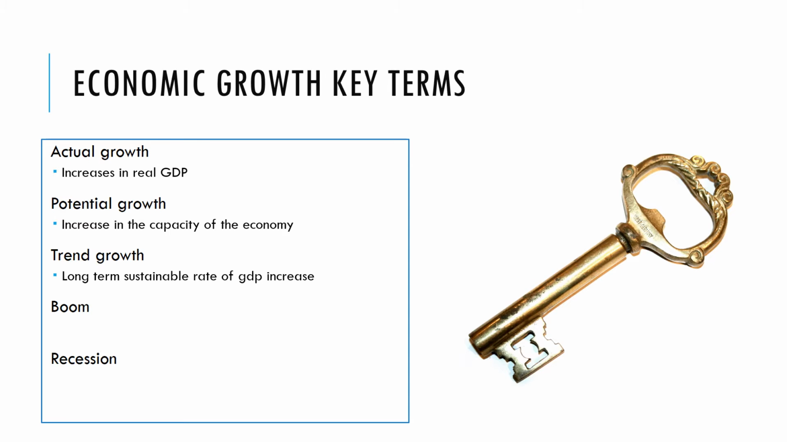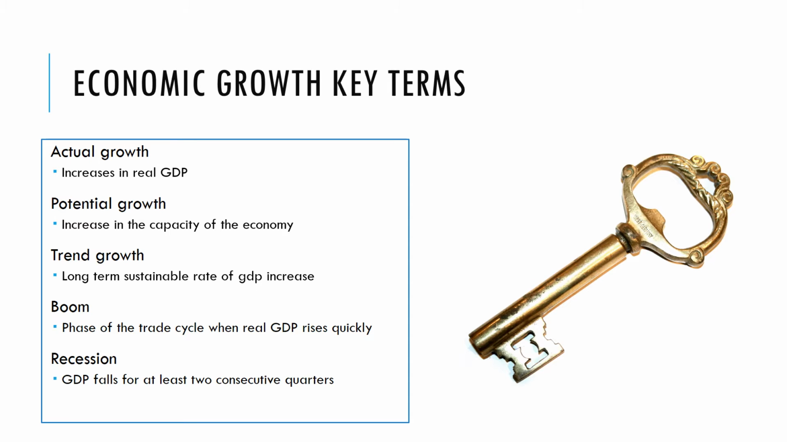The fourth one is a boom, and we would describe that as the phase of the trade cycle when real GDP rises quickly. And the final one is a recession, and we would describe that as being where GDP falls for at least 2 consecutive quarters.